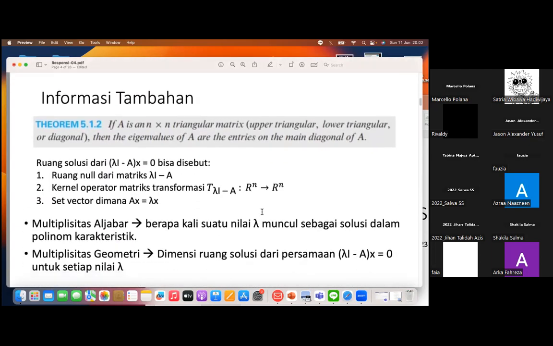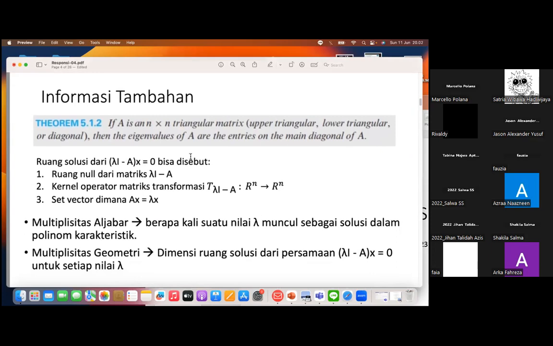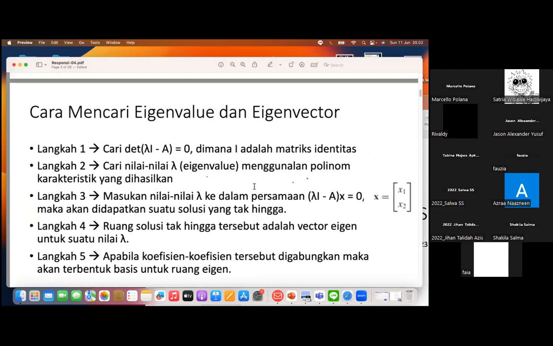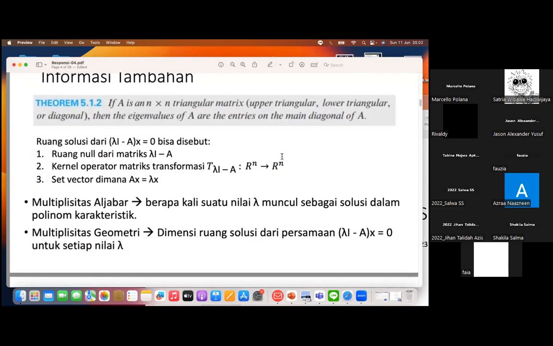Okay, so this is just additional information. If we have a triangular matrix, whether it's upper triangular, lower triangular, or diagonal, the eigenvalues of A are the entries on the main diagonal of A. So you don't have to perform these general steps. All you have to do is just take the main diagonal.